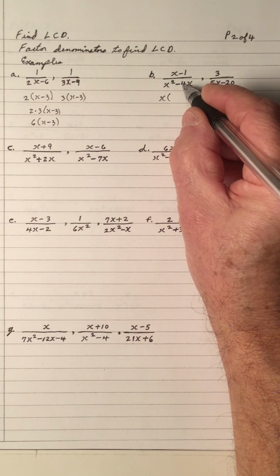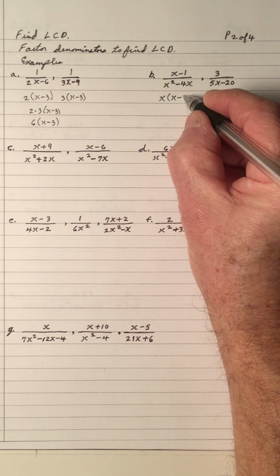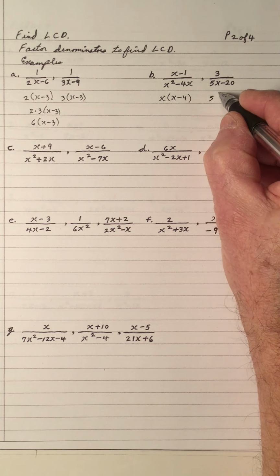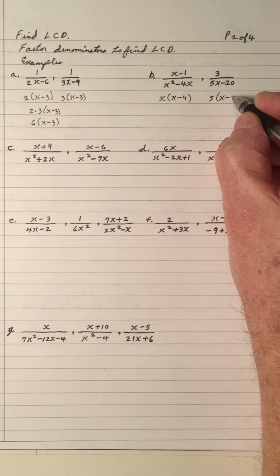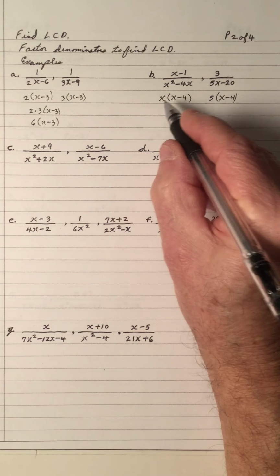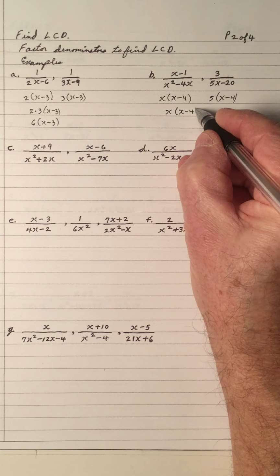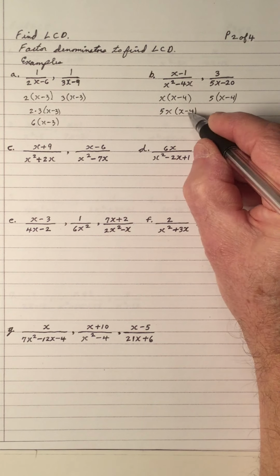So x is the GCF. X squared divided by x is x. Negative 4x divided by x is negative 4. And we have a 5 as a GCF. 5x divided by 5 is x. Negative 20 divided by 5 is negative 4. So I need an x. I need an x minus 4. I need a 5. And the x minus 4 is already there.